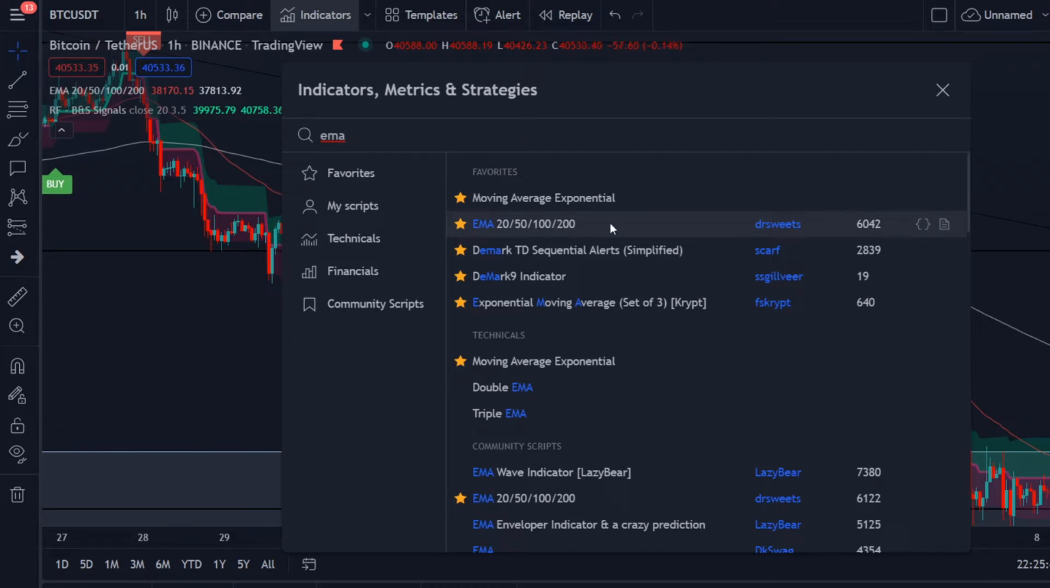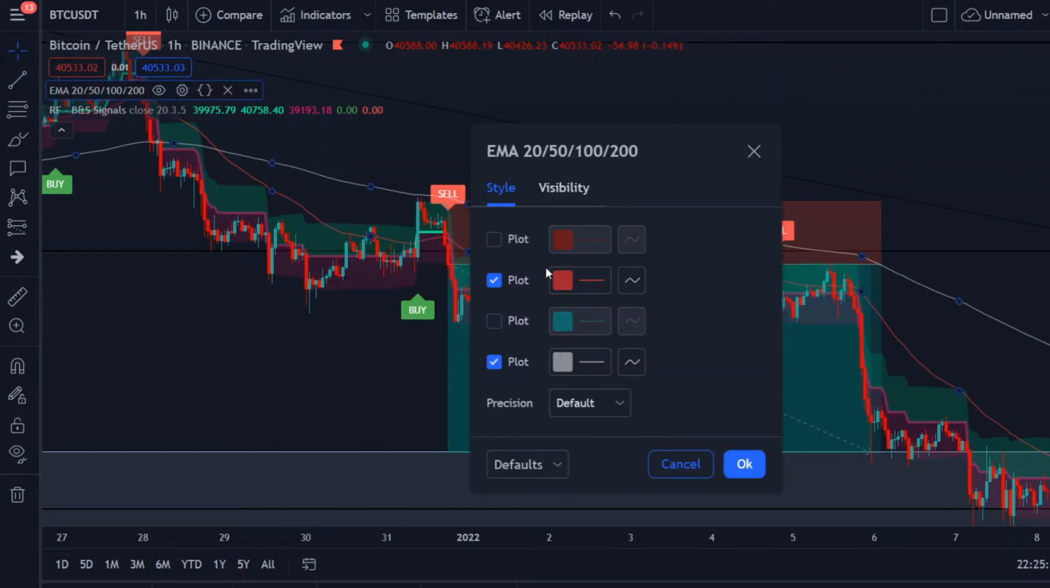I personally use this, so I click on it. Then over here we see this is the 20, this is the 50, the 100 and the 200. For this strategy we need the 50 exponential moving average and the 200. You can play around with the colors. This is red, the 50, and gray silver is the 200 exponential moving average.